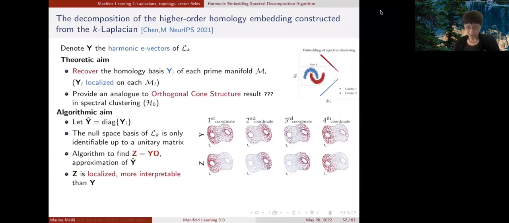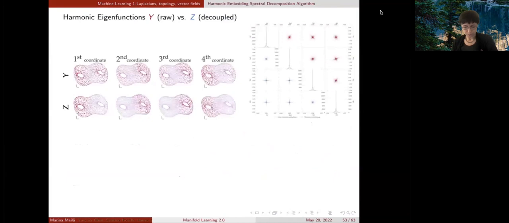Let me give you a feeling of what we are trying to do. So suppose we estimated the first order Laplacian, and we get these eigenvectors, denoted y, yes? And these are the first row of the table.